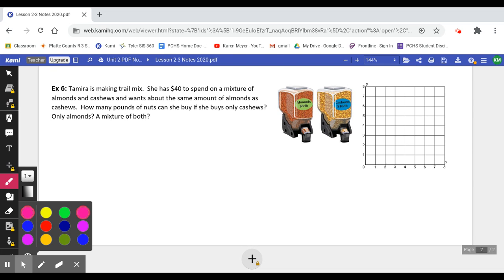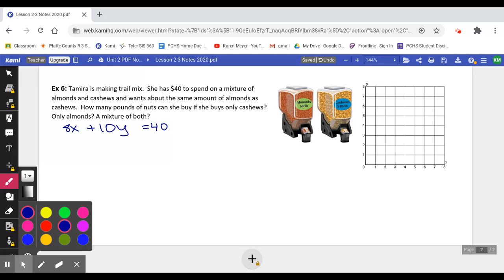So the first thing I have to do is write an equation. Okay, so once again, 40 is the total, so that's my C number. And then how much does an almond cost? So if you come over here and you look at the little picture, does everybody see it says almond is $8 per pound? So that's going to be 8x. And then cashews is $10 per pound, so that's going to be plus 10y. So there's my equation.